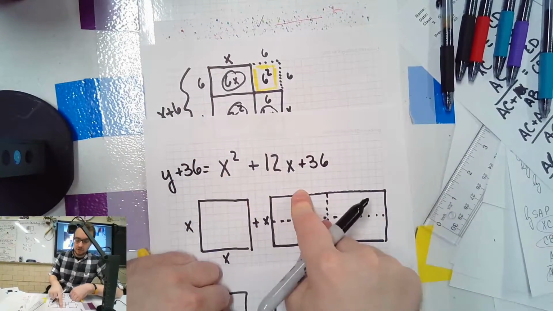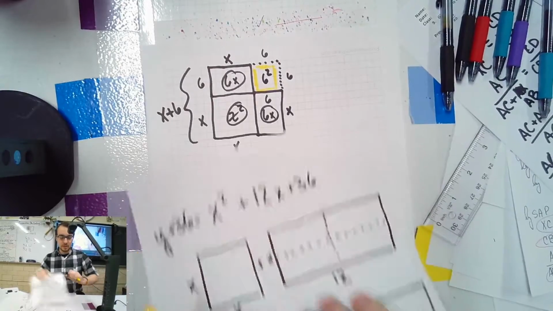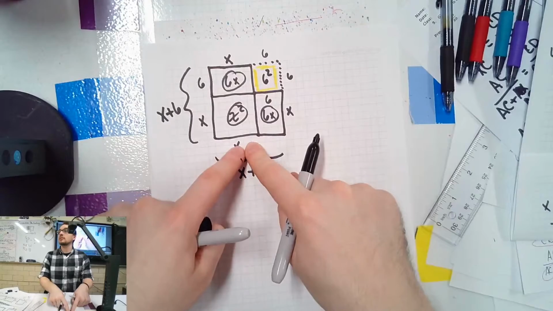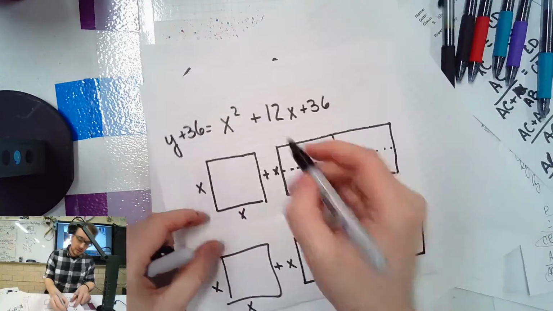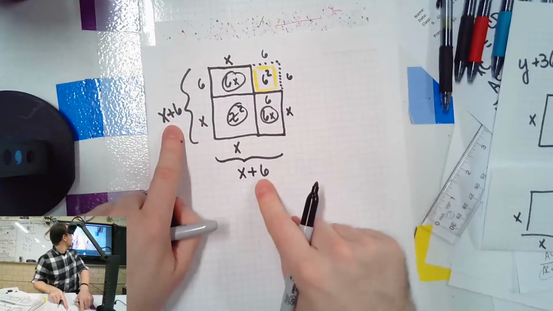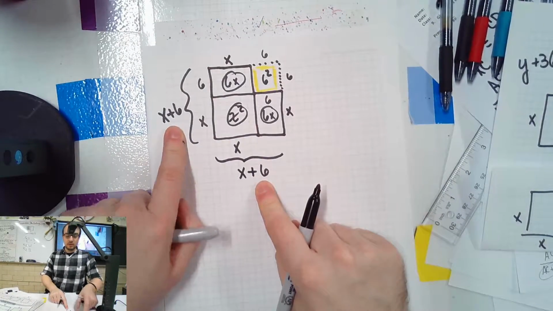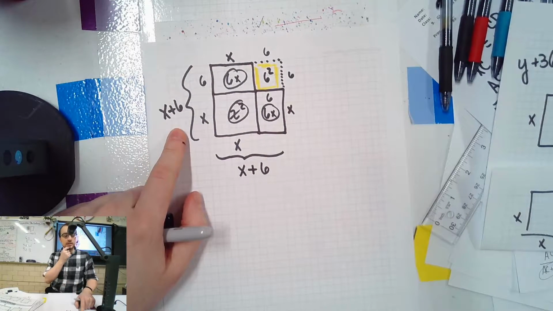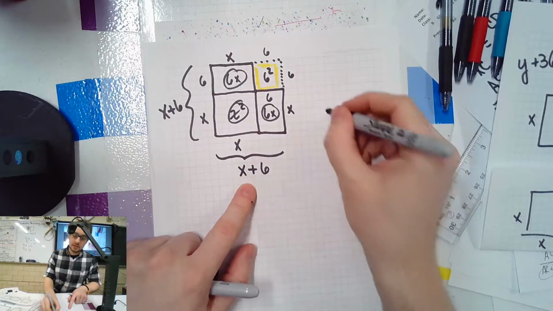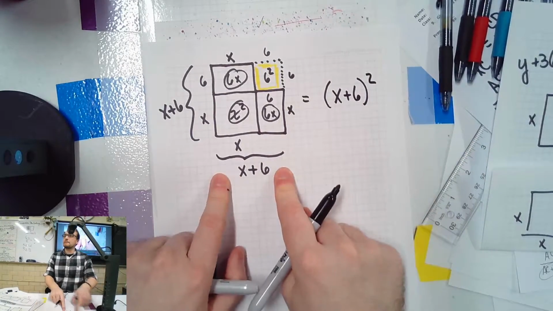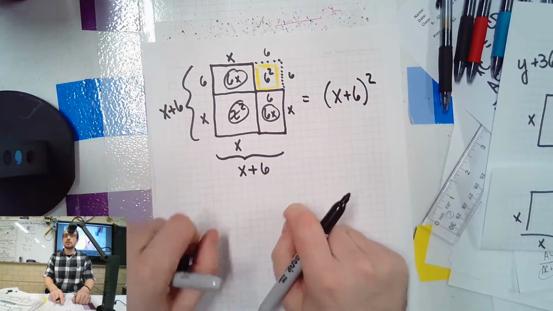And then this all together, right? X squared plus 12x plus 36 is a square, isn't it? So we should be able to write it as something squared, right? What is it squared? What are the dimensions of this square? X plus 6 times x plus 6. This is x plus 6 squared, right? X plus 6 put on a square.